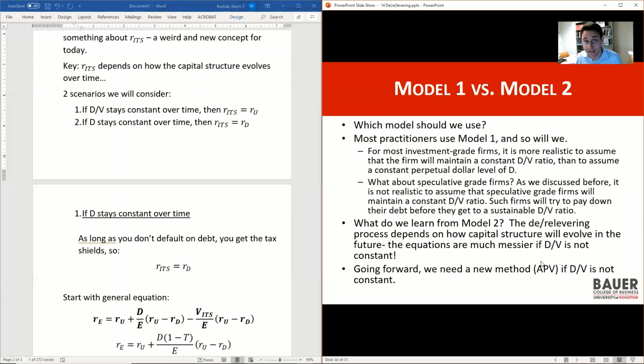And it can look a lot different, right? It can be simple if D over V is constant. It's going to be not simple otherwise. Okay. So we'll need a new method if debt over value is not constant. If you have a company that has a threat of bankruptcy, for example, we'll need something else. We're going to call that APV, the adjusted present value method. We'll talk about that next class. But for now, you just should know that there is a limitation here. We can't do all of this delevering and relevering if the capital structure is not stable.